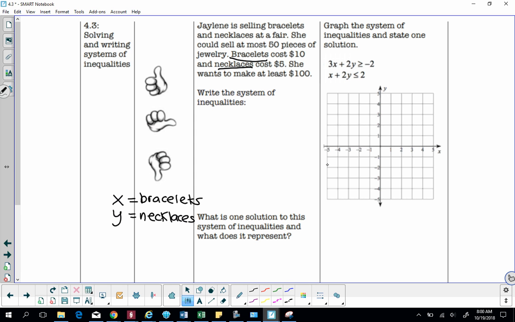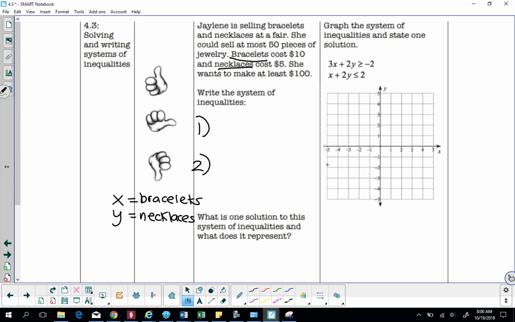So when you read the problem, X comes before Y, so I see bracelets comes before necklaces. If they don't give you what X and Y is, just read it, and whatever comes first is your X, whatever comes second is your Y. And so the first part is they want you to write the two inequalities, just like we did on the practice round.